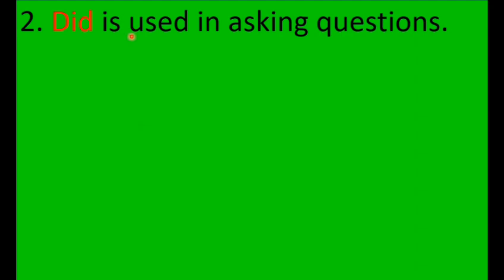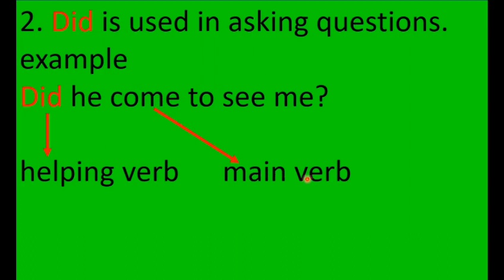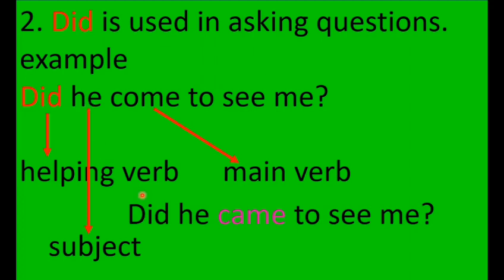Okay. Did is used in asking questions. Example. Did he come to see me? Okay. Did is our helping verb here. And then come is our main verb, that is in the present tense. And our subject in the third person, singular, is he. Okay. Now, if we use this one, did he came to see me? This one is past tense, did. This one is another past tense. That is wrong. Here, the verb should be in the present tense, like this one, come.